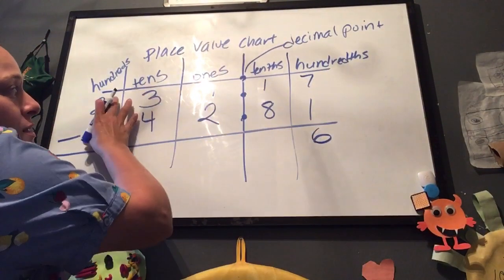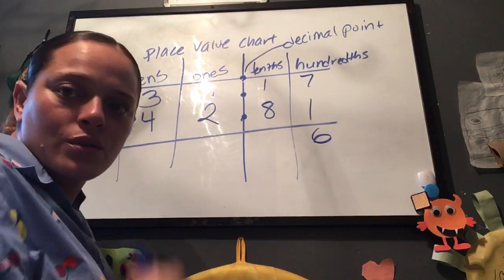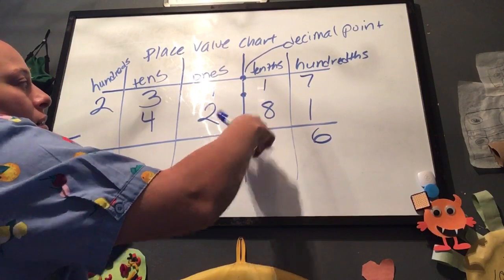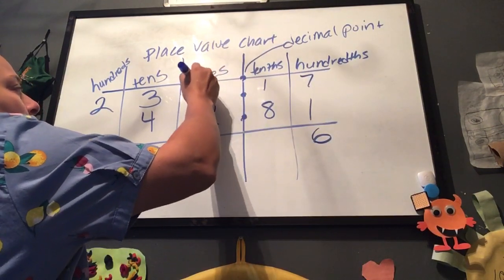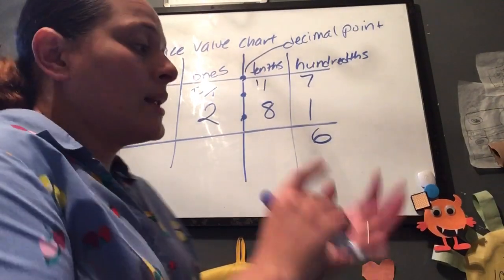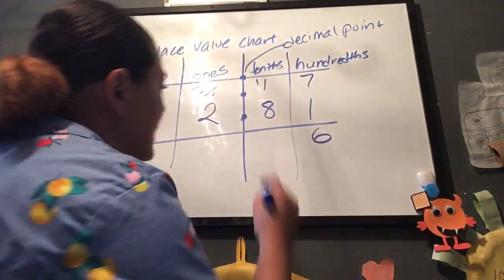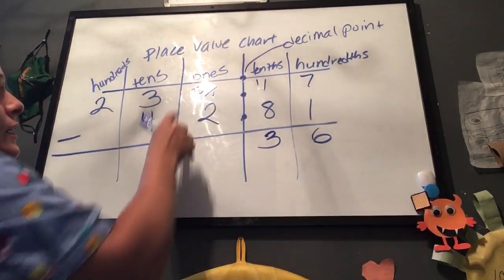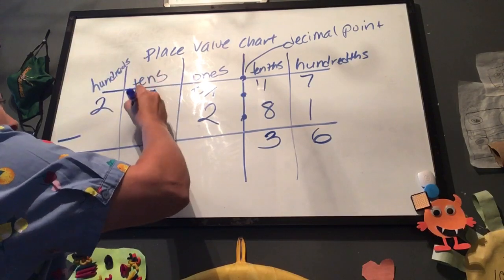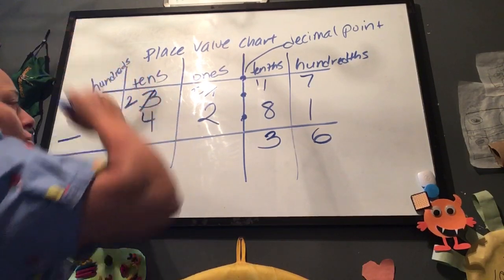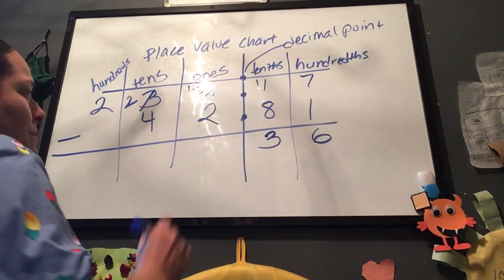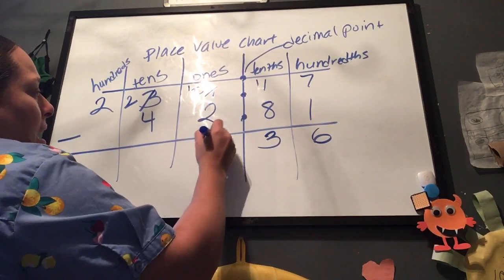Now, even though this is a decimal, we still have to regroup. So 1 minus 8. We have to take from here. This becomes a 0. That becomes an 11. So 8, 9, 10, 11. That's 3. And then guess what? 0 minus 2. So we have to regroup again. So the 3 becomes a 2, and that becomes a 10. So 10 minus 2 is 8.